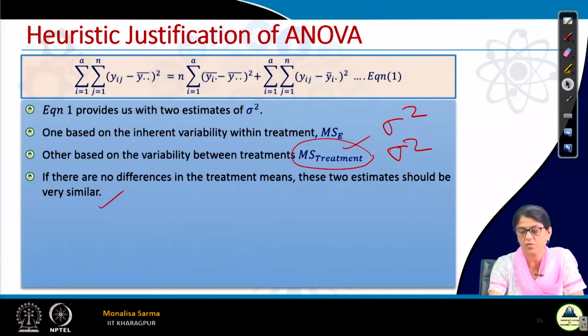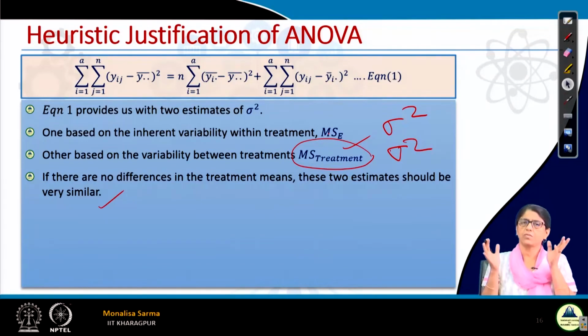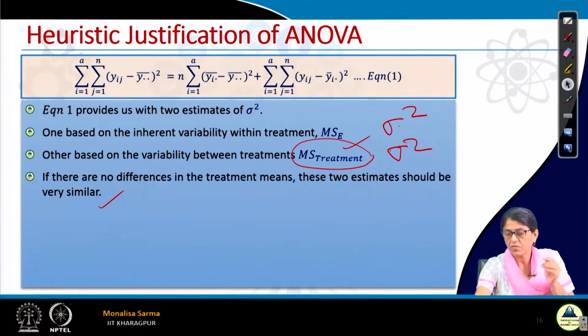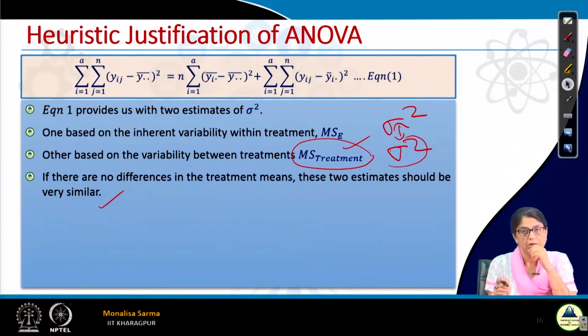MS treatment also gives sigma square. MSE also gives sigma square. What is sigma square? The variance of the populations. Now this sigma square and this sigma square will be equal when, because from this I got an estimate of sigma square, how did I get it? Assuming that all the population means are the same. So if all the population means are the same, that means both the variance estimates are the same. If all the population means are not the same, this MS treatment, whatever value I get, will not be the same as MSE.